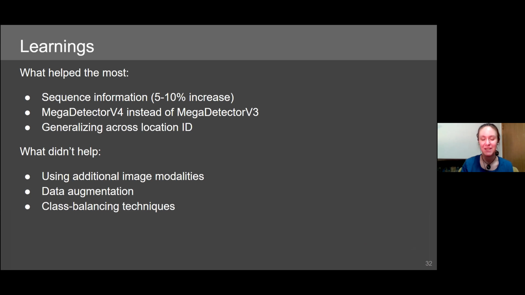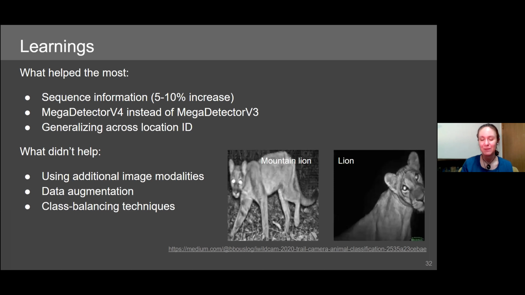So one exception to the image modalities, there was one team that did a really good article on their approach, and they found that using the satellite data was important for them to distinguish between species that looked similar but lived in different environments. So the mountain lion and the lion look pretty similar, but the mountain lion lives in like forested mountains, and the lion lives on the savanna, and they had no misclassifications between these 2 categories by taking into account the satellite information.